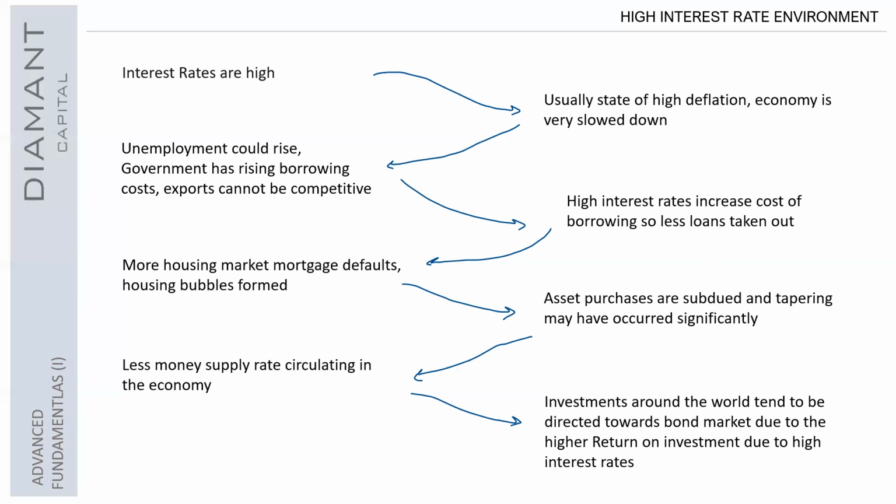The next step, asset purchases are subdued and tapering may have occurred significantly. So what that means is asset purchases are no longer in place like before, and of course a lot of tapering has happened. So that means less money supply circulating in the economy. And then in terms of investments around the world, they tend to be directed towards the bond market due to the higher return on investment due to higher interest rates. Of course, you got to think about the yields as well. Where do investors want to send all of their investments and all of their money? Somewhere where, first of all, it's safe, where it's a hedge against a bad economy, and also where they get the highest rate of return.